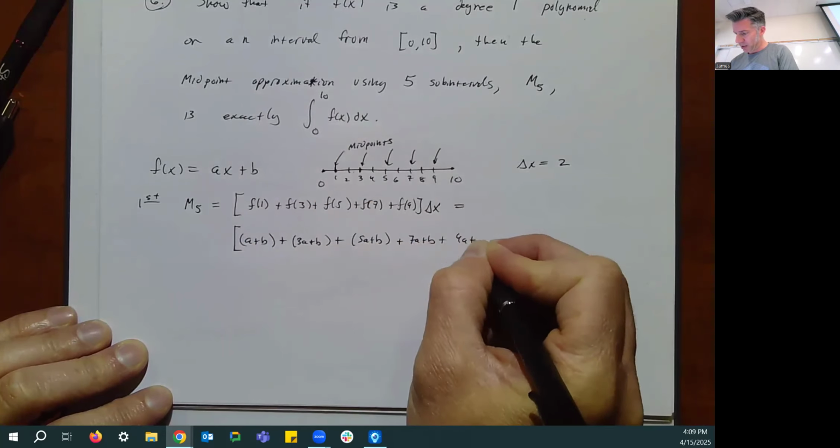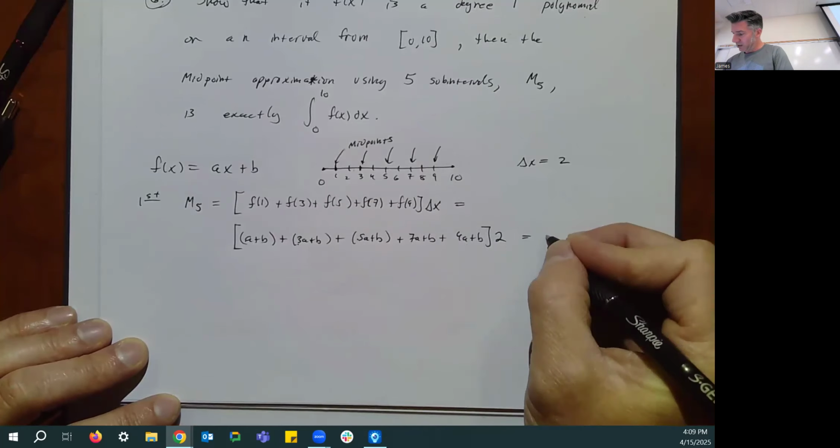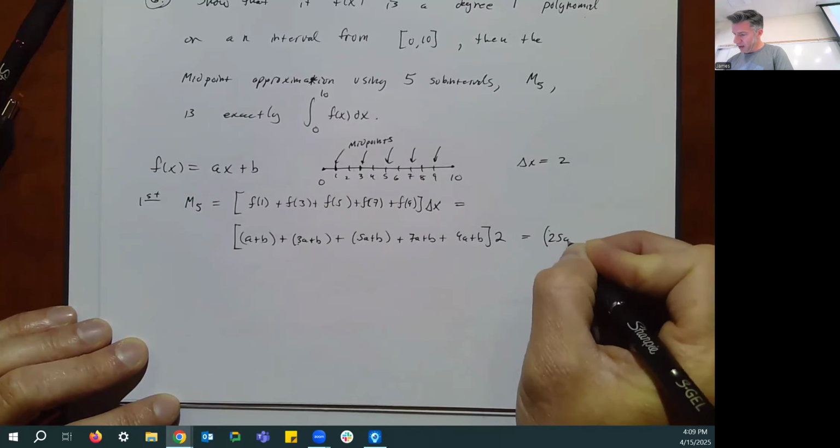Let's see, 1 plus 3 plus 5 plus 7 plus 9 is 25. So I get 25a plus, what, b plus b plus b plus b plus b is 5b, all times 2. That's going to be 50a plus 10b.